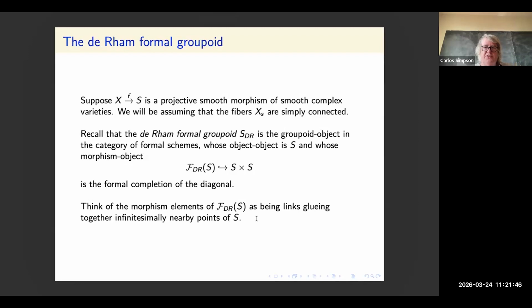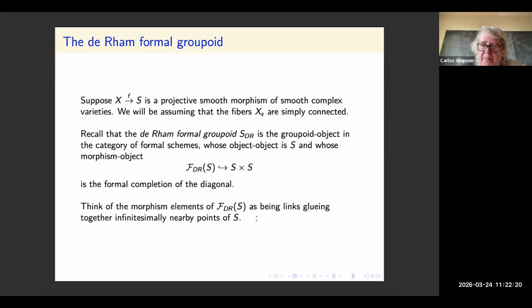Okay, so to get started, let's first discuss the de Rham formal groupoid. So we're going to bypass complicated calculations of rational homotopy theory by instead using a stacky type of viewpoint. So this is the way we start. Suppose we have a smooth projective morphism of smooth complex varieties, and assuming that the fibers are simply connected. Then let's look on the base.